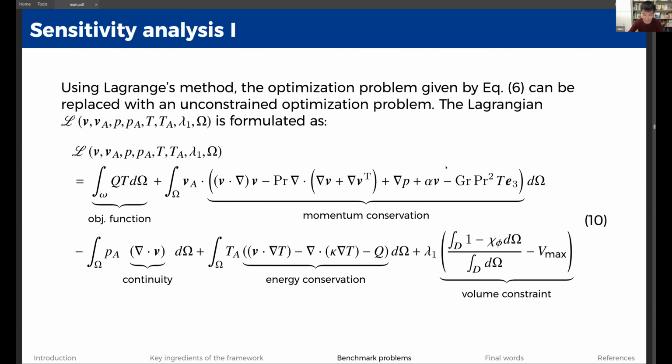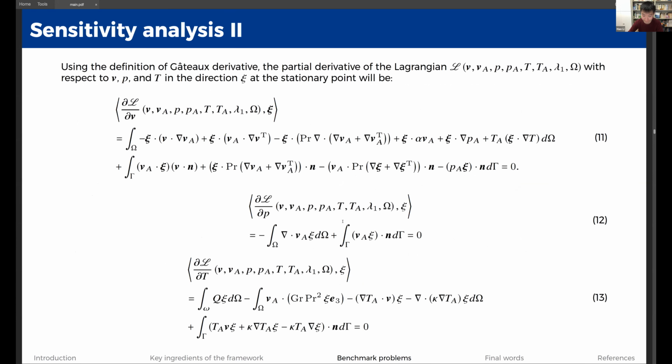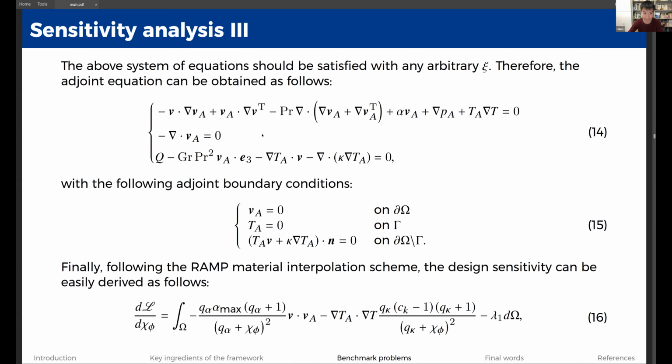First, we construct the Lagrangian, including our objective functional, state equations, and volume constraints. Here we have the adjoint variables: velocity, pressure, and temperature. Then we do the functional derivative with respect to the state variables, velocity, pressure, and temperature. According to the KKT condition, we can derive the adjoint equations. And lastly, the design sensitivity is obtained.